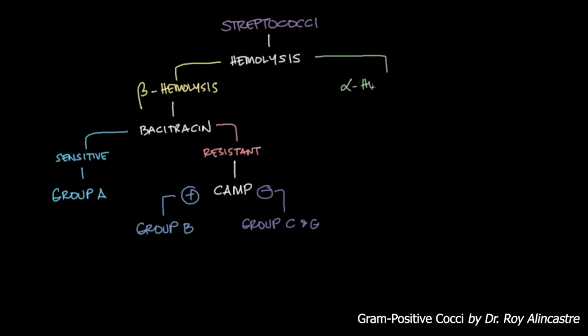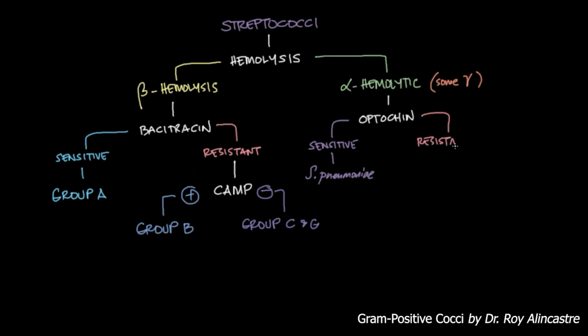For the alpha hemolytic strep and sometimes the non-hemolytic, the Strep pneumoniae are optochin sensitive, and group D strep and the Viridans strep are optochin resistant. All right.